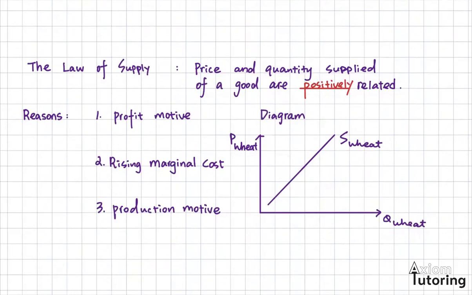Three main reasons. First, profit motive. Higher price makes production more profitable, so firms expand output. Second, rising marginal cost. As firms produce more, marginal cost, additional cost, often increases. Firms will only produce extra units if the price rises enough to cover the higher marginal cost. Third, production incentives. Higher prices encourage new firms to enter the market and existing firms to increase production capacity. So together, these explain the shape of the supply curve.